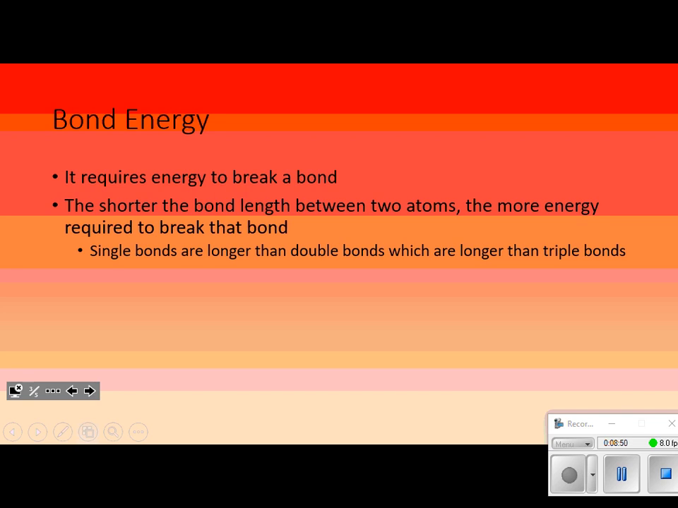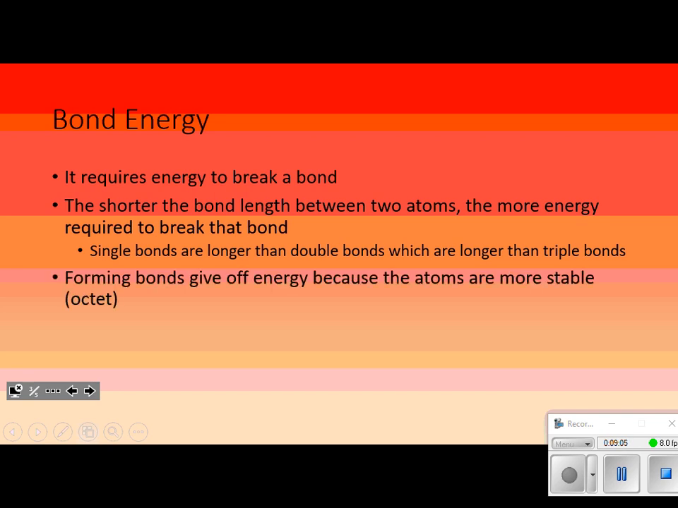Triple bonds are even shorter than that. So the closer they are together, the harder it is to break them apart. And we have numerical values for this. On the flip side, if breaking two atoms apart requires energy, the forming of bonds, when two things come together, they are now more stable. They would release energy.